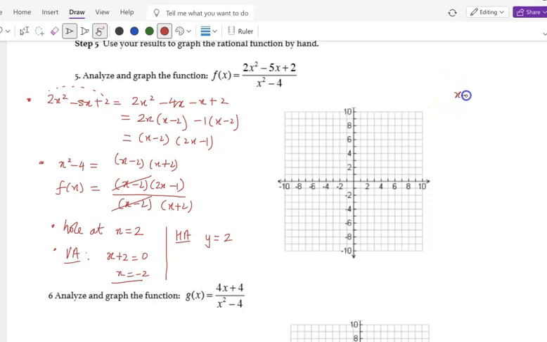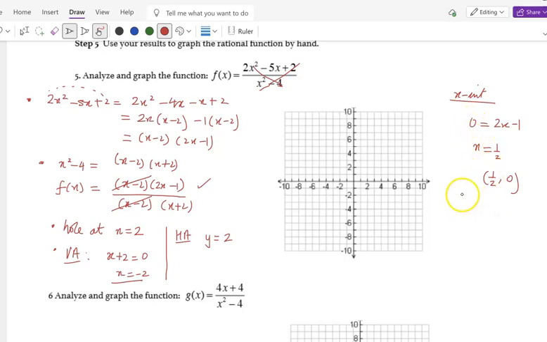How do you find the x-intercept? You substitute y is equal to 0, so 0 is equal to 2x minus 1. Don't take the original; we've now cancelled it, so it's modified to this now. So x is equal to half. And you don't do anything with the denominator, because it will cross multiply. Even if you write 2x minus 1 upon x plus 2 and cross multiply, 0 into x plus 2 will be 0.